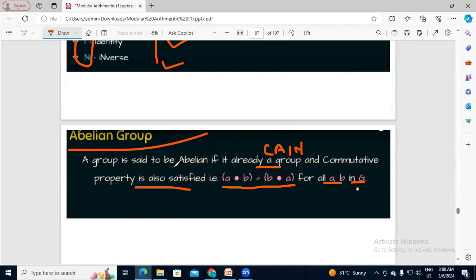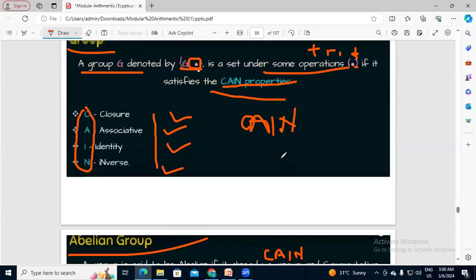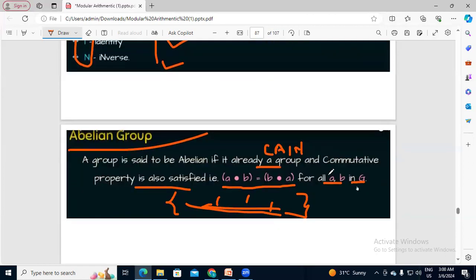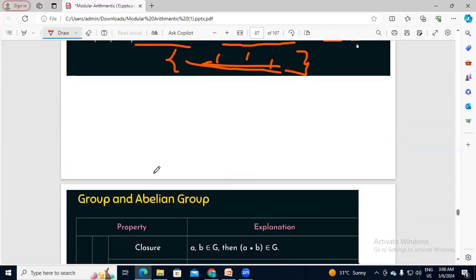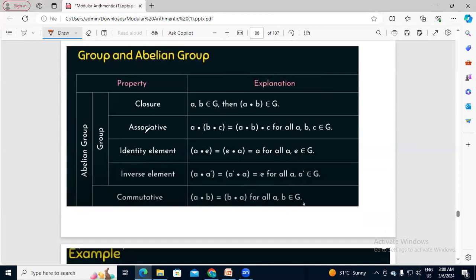Okay, in that case, what is a group? A group is just elements, right? Numbers together separated by commas, and if these numbers, whatever numbers A and B that belong to that group, are satisfying associativity, closure, identity, inverse and commutative property, then it is called an abelian group, right?